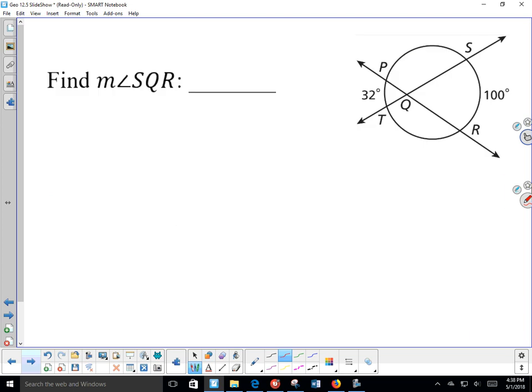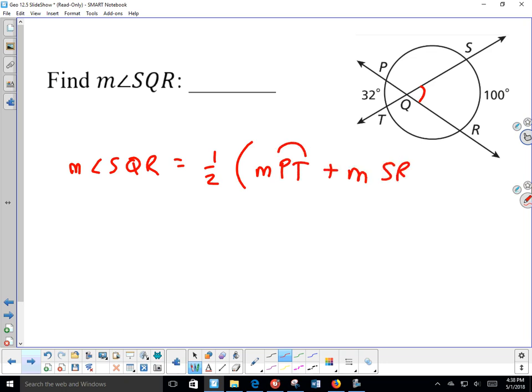Let's take a look at this example. In this example, we're trying to find the measure of angle SQR. Angle SQR is this angle right here. I see that that angle is formed by two secants that are intersecting in the interior of the circle. So the measure of angle SQR is going to be half of the sum of the two intersected arcs. That means half of the sum of the measure of arc PT plus the measure of arc SR.